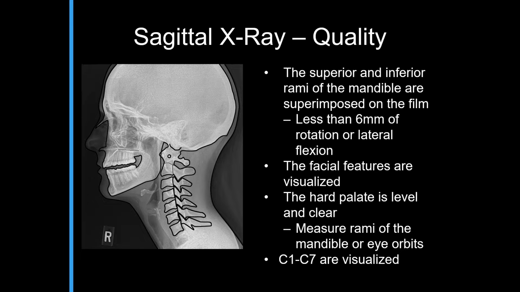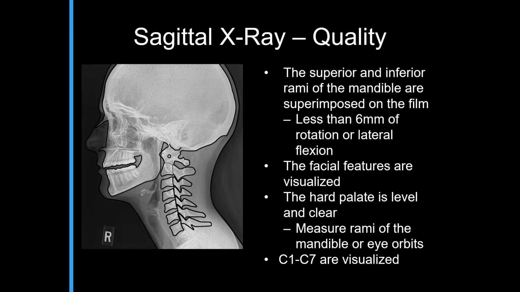The facial features are visualized, and the hard palate is level and clear. And we also measure the rami of the mandible or the eye orbits. Typically, it's just the mandible. Very rarely do we actually use the eye orbits. And C1, C7 are visualized.